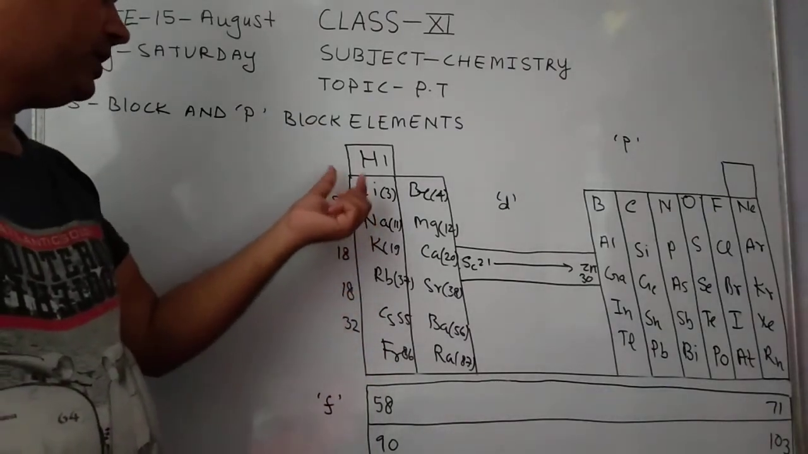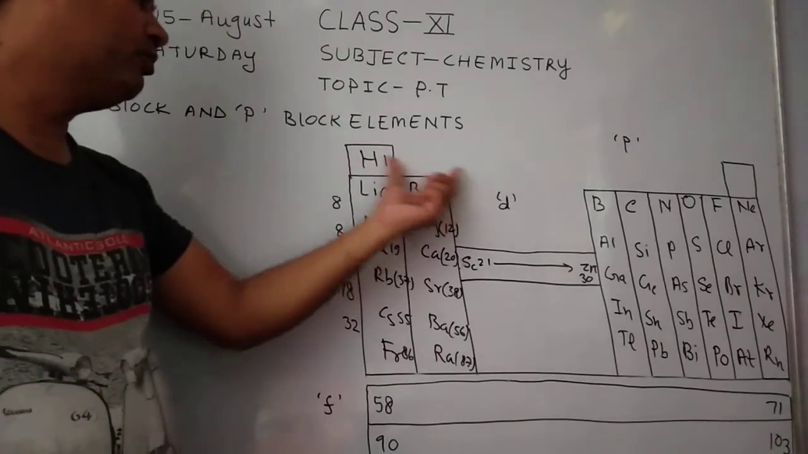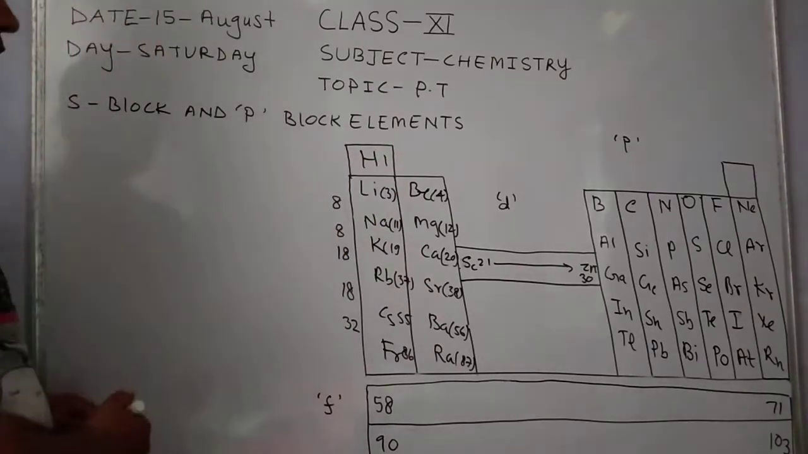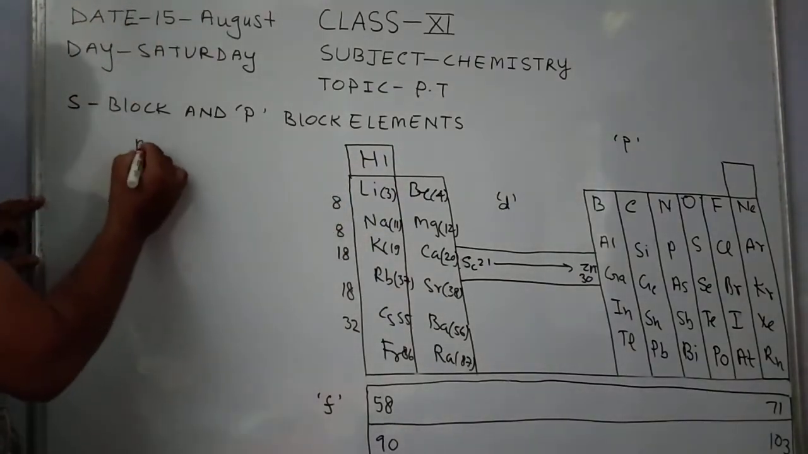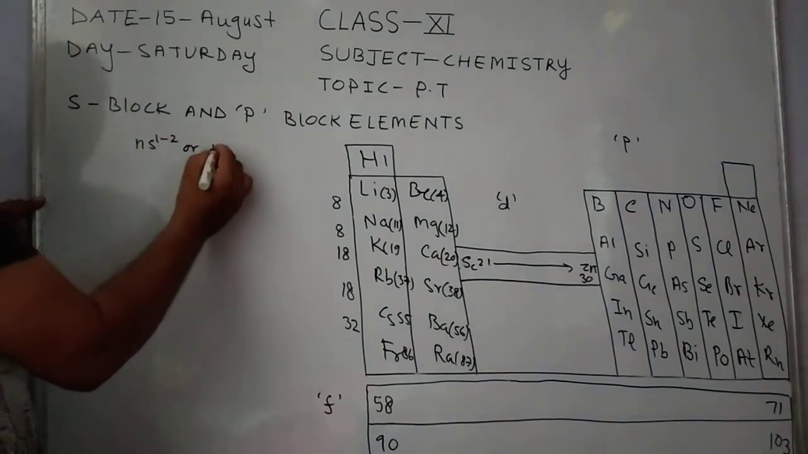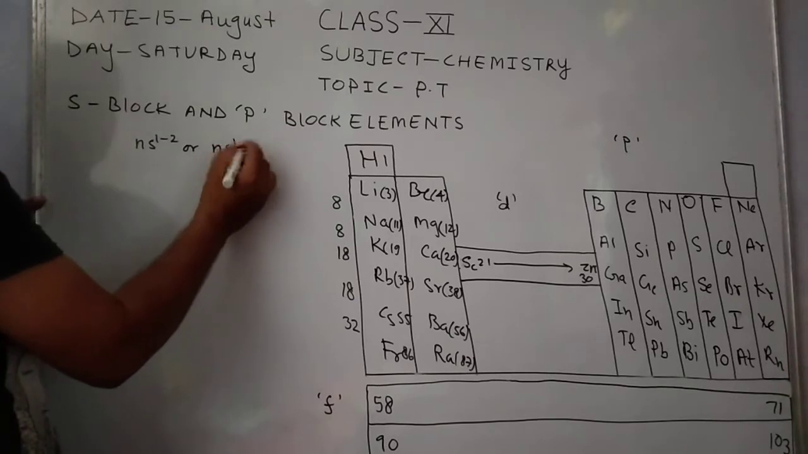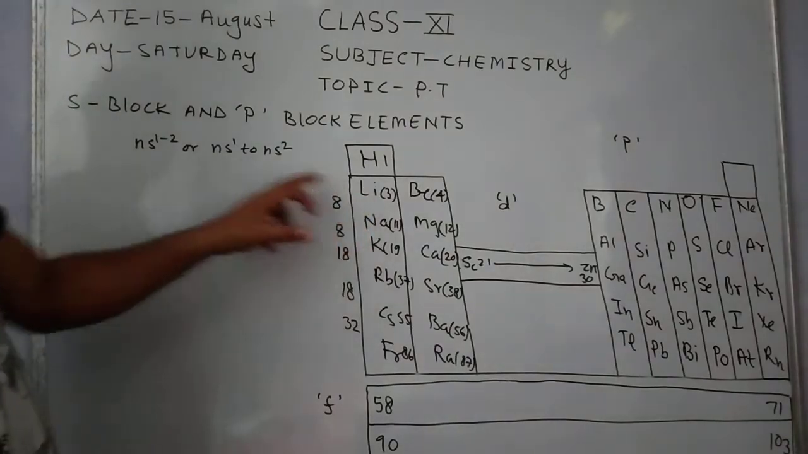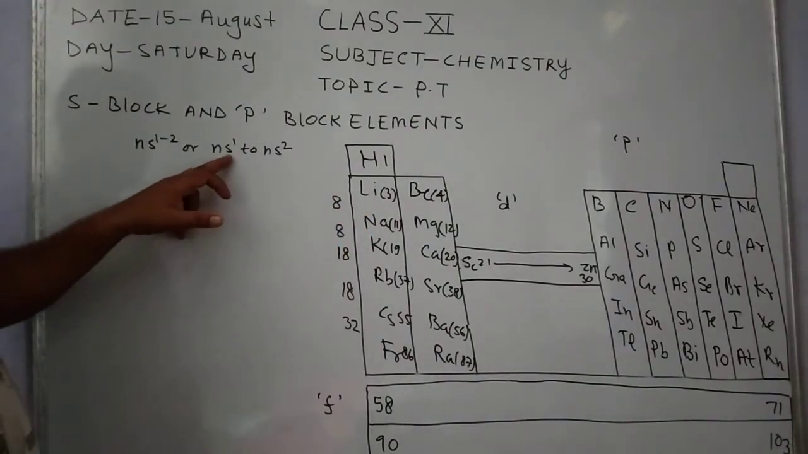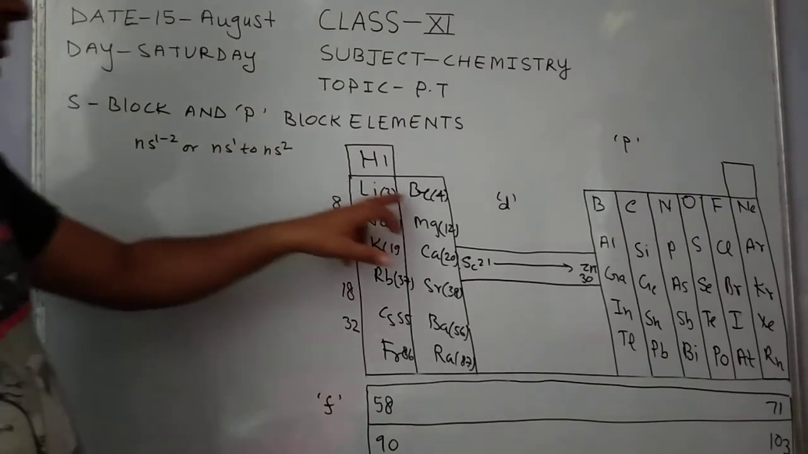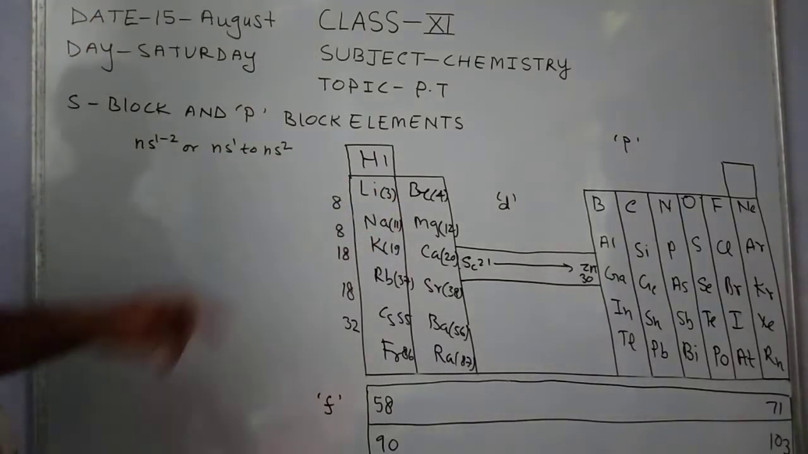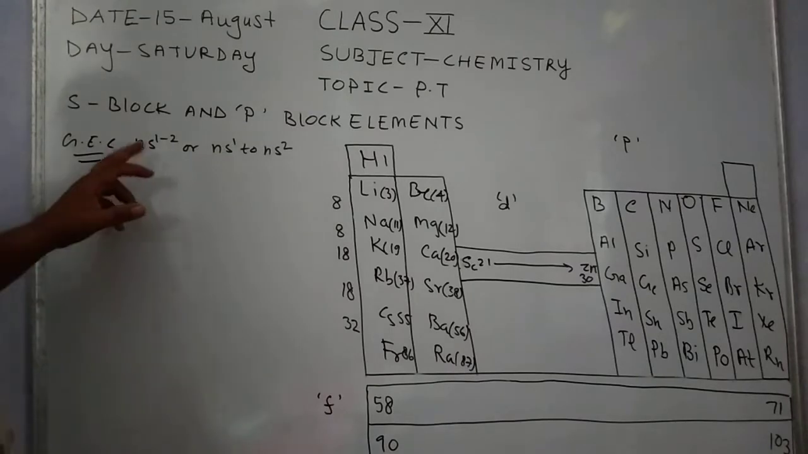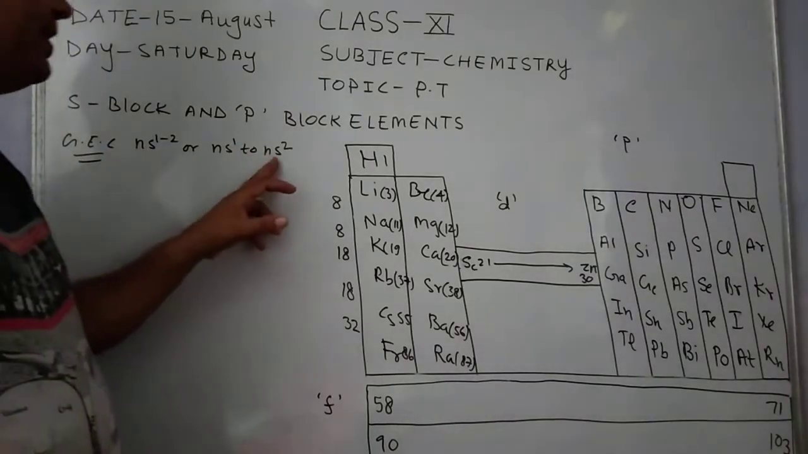In S block elements, this is the first group and this is the second group. Hydrogen is not an S block element because its position is not fixed. So the general electronic configuration for S block elements is ns1 to ns2, because in lithium the last electron enters ns1, and in beryllium the last electron configuration is ns2.